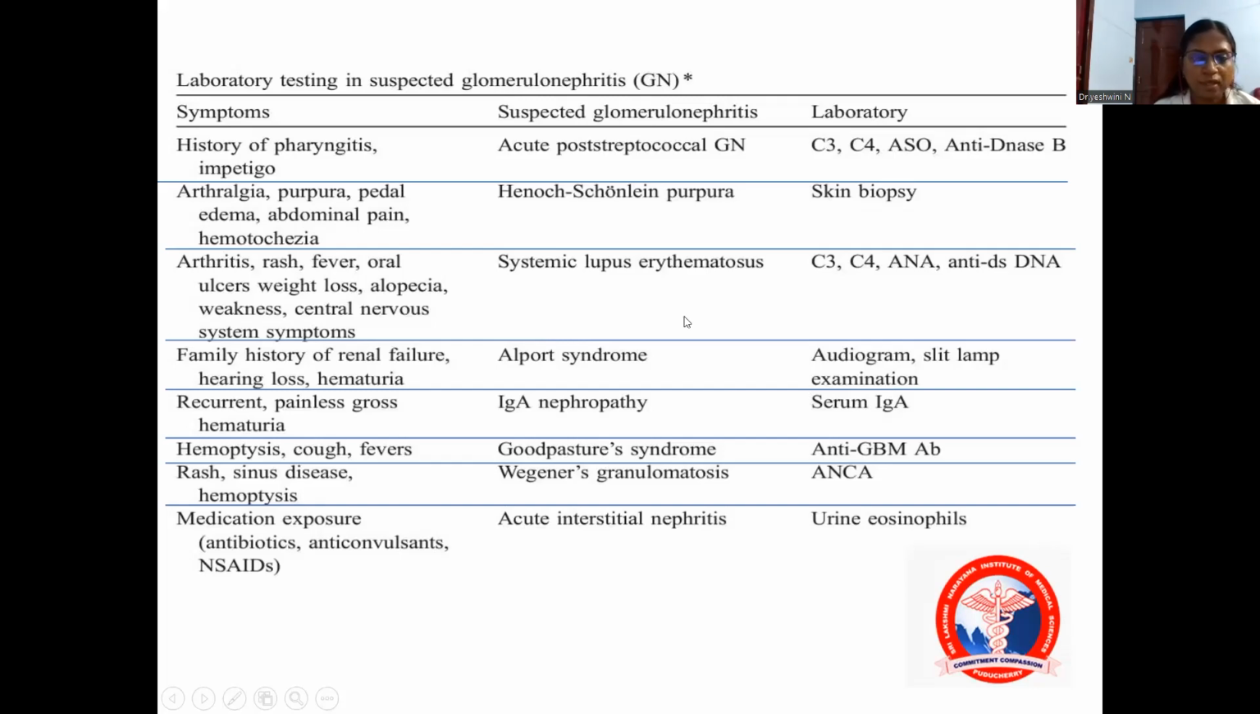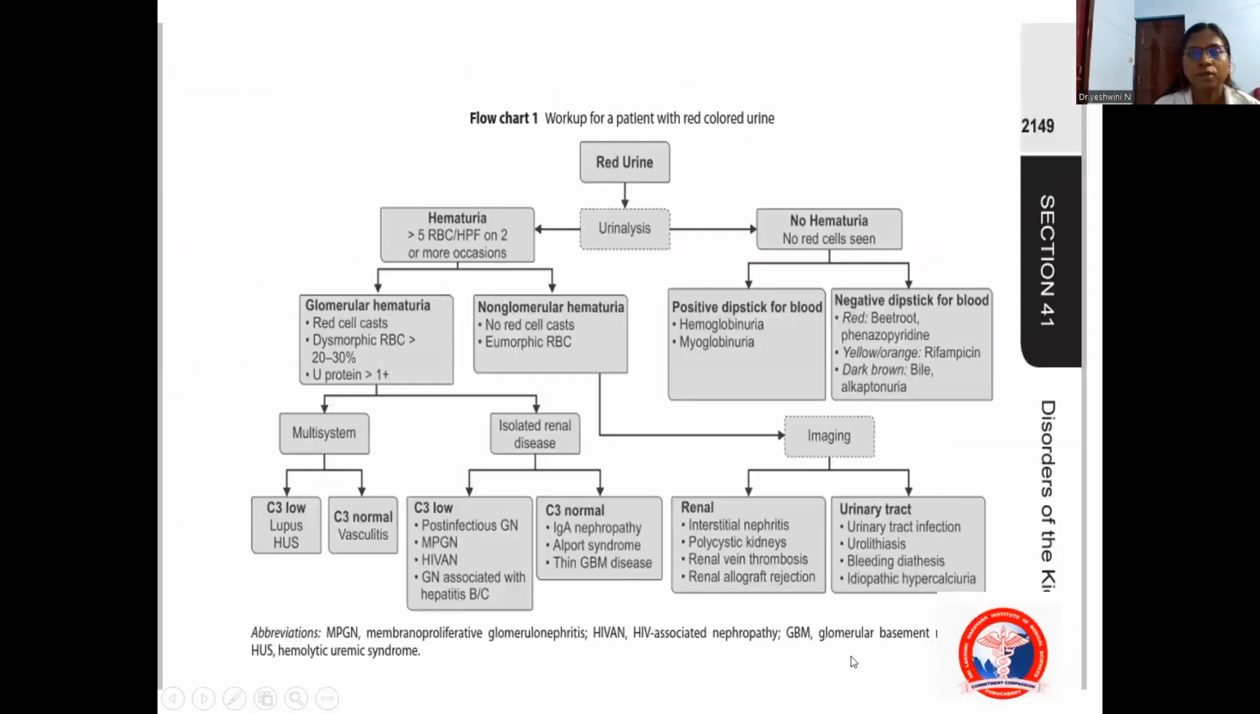And that's it. Okay. And then IgA nephropathy, you do a biopsy to rule out IgA nephropathy. Goodpasture anti-GBM. Okay. Vasculitis ANCA. Okay, this is how you evaluate a case presenting to you with red urine. This is very, very important.